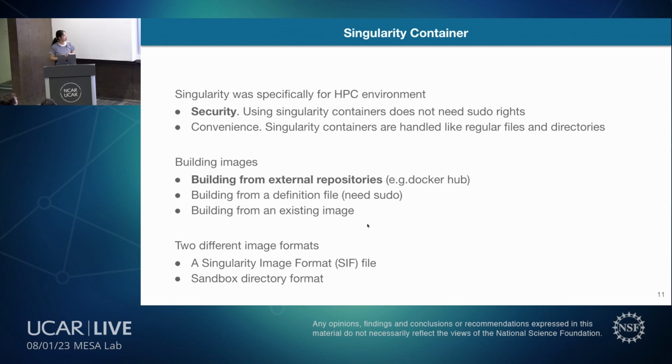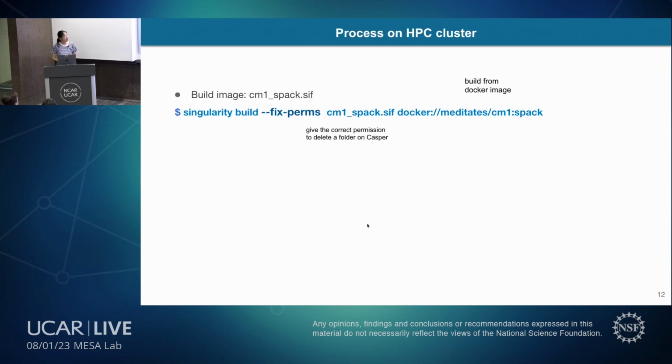In this project, we use a simple way to build the image, which is to build from an external repository, that is, the Docker Hub. Just now we already built our Docker image and uploaded it to the Docker Hub. So now we can convert it into a Singularity image. Then we can use it on our HPC system. Okay, so now I will talk about how to do this process on the HPC cluster. First we can build the image, and we use singularity build from the Docker image.